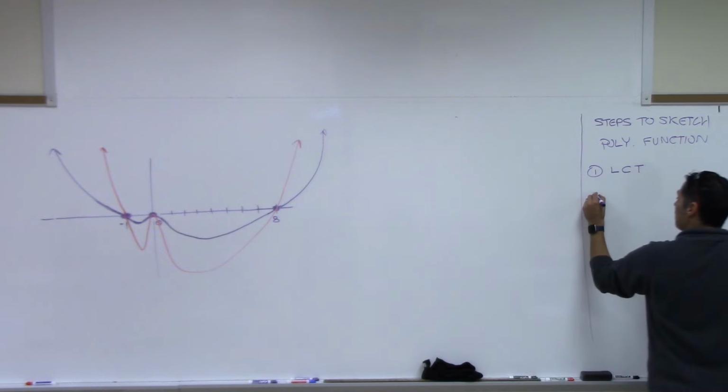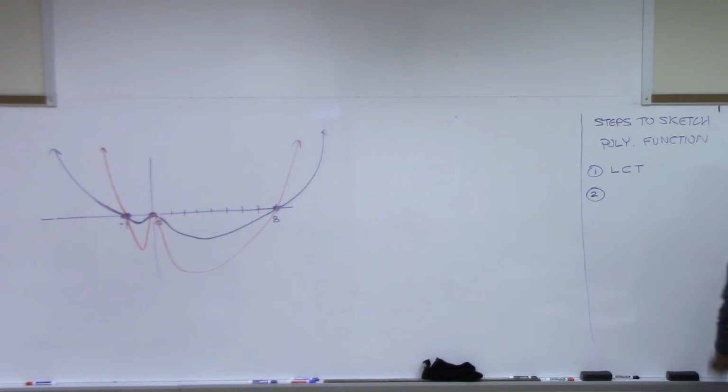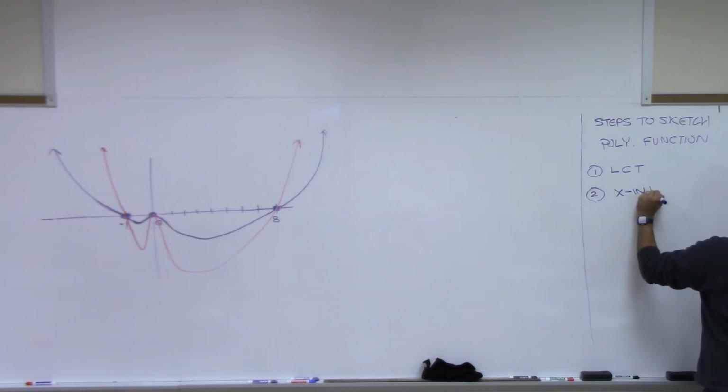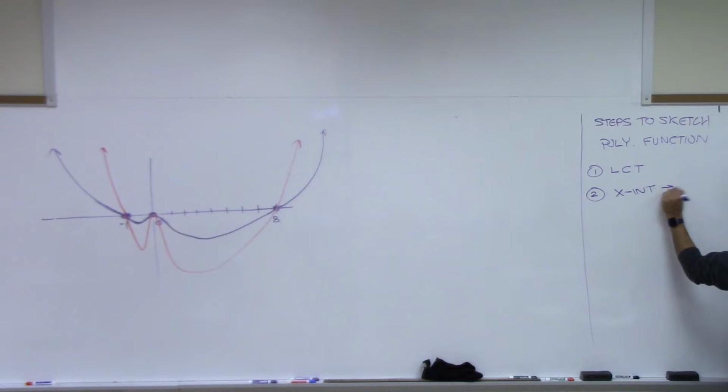Second step. X-intercepts. Well, we know how to do that, right? We have to set the function equal to zero. That's going to be the hard step. That's going to be the challenge. Let me see if I'm in on camera. I think that'll be all right.